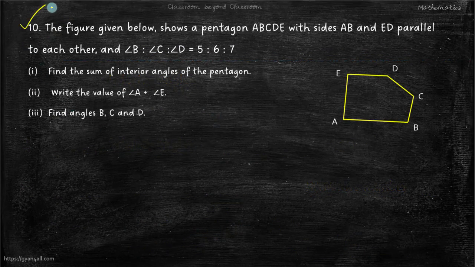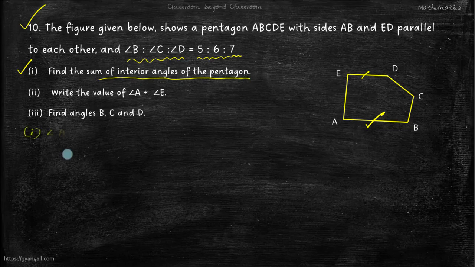So our first exercise is exercise number 10. The figure given below shows a pentagon ABCDE with sides AB and ED parallel to each other. So ED and AB are parallel to each other. Also given, angle B : angle C : angle D is equal to 5:6:7.